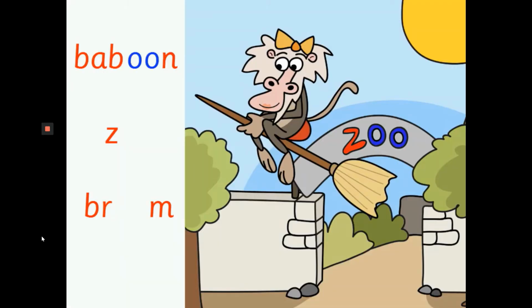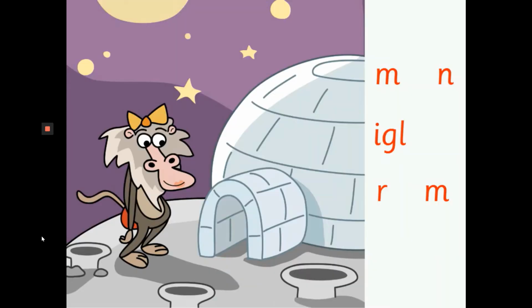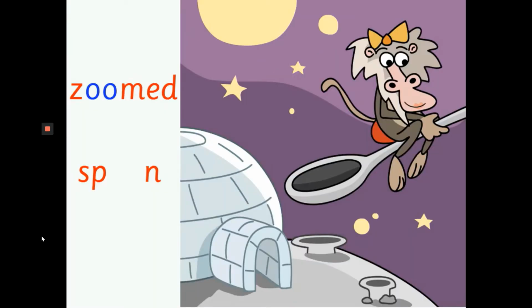Becky Baboon escaped from the zoo. On a magic broom, she flew to the moon. She built an igloo with plenty of room. Then zoomed back on a magic spoon.